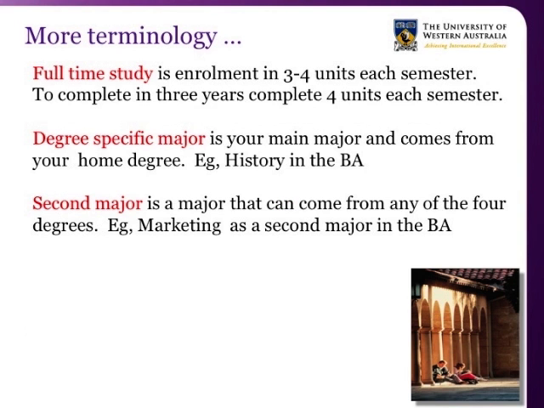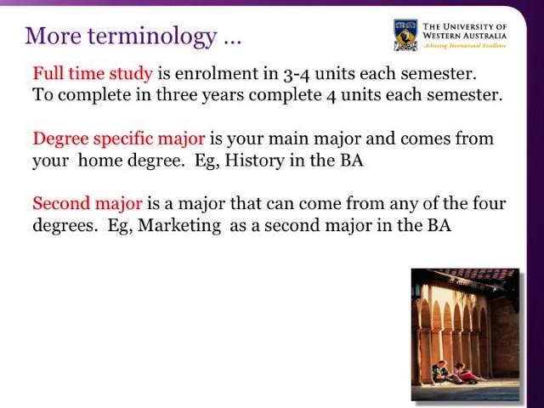Full-time study is enrolment in 3 or 4 units each semester. And that's a full-time load for Centrelink purposes. To complete your degree in 3 years, then you need to pass 4 units each semester. However, not all students study full-time, and students have up to 10 years in which to complete their degree.